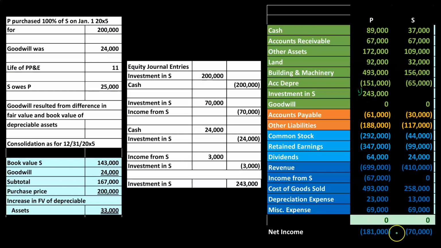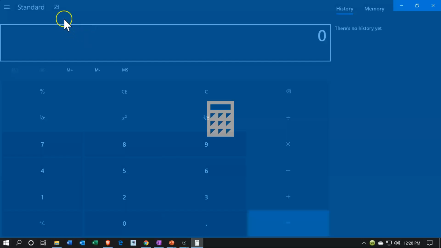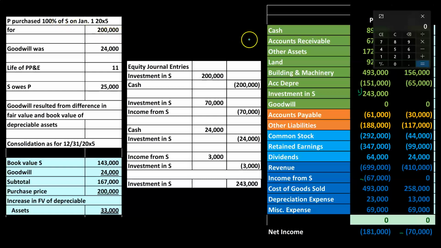In other words, you could check that by saying this 70,000 is not the same as this 67,000. Is that difference the depreciation of the added assets for the current year? Well, let's check it out. If I pull out the trusty calculator here, the depreciation difference we said was 33,000. That's the difference in the depreciable assets divided by 11, and that would be 3,000, right? And that's going to be the difference between that 67 and 70.